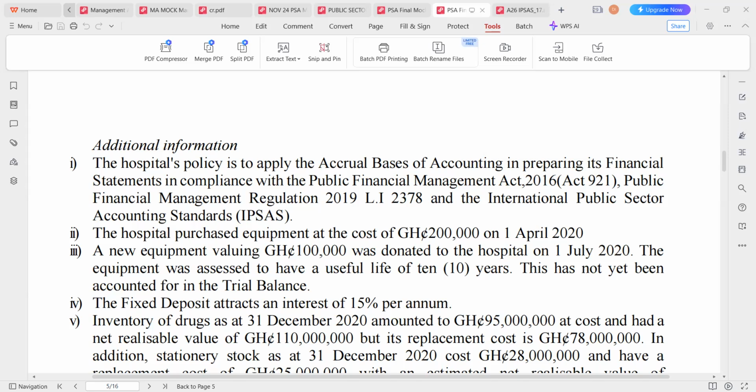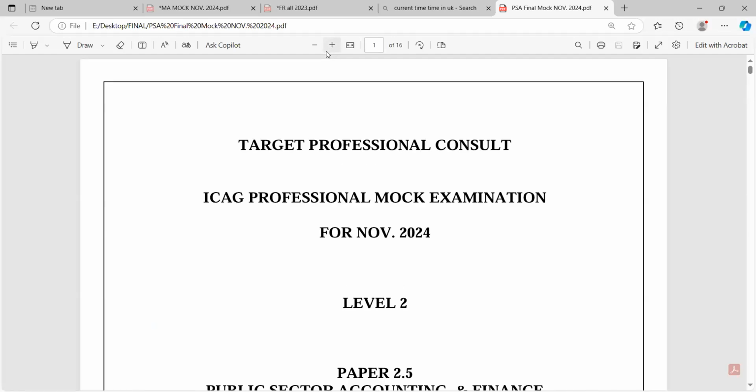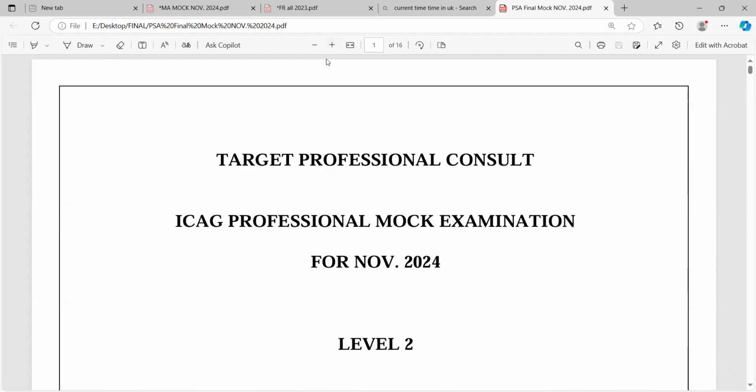Let me use a different app to open this so that I can write on it. Good, it has come. So take notice of that particular footnote. Let me use this app, I can write freely.